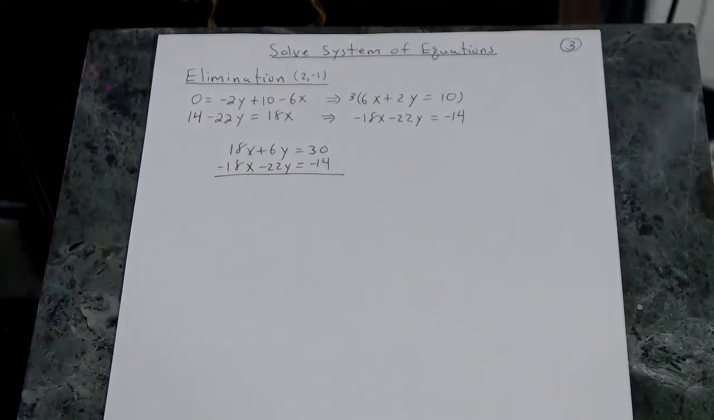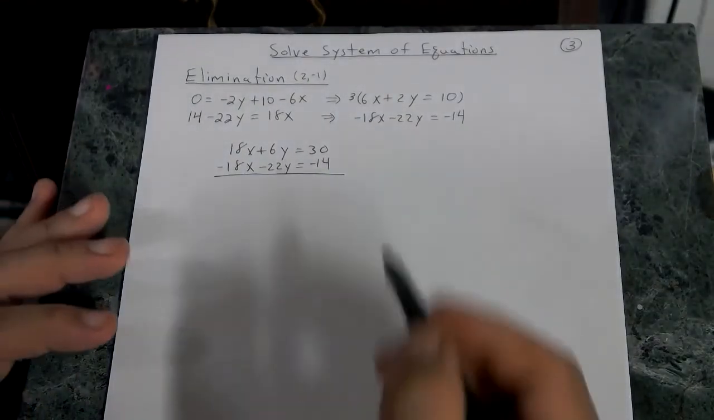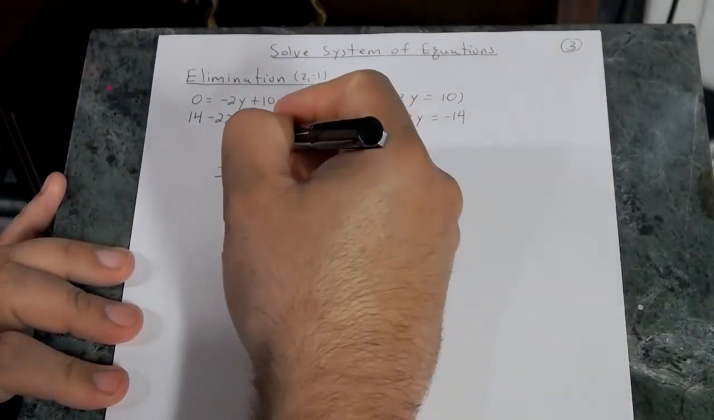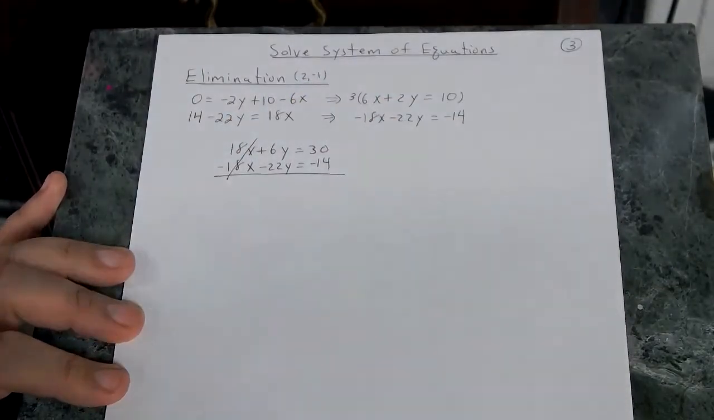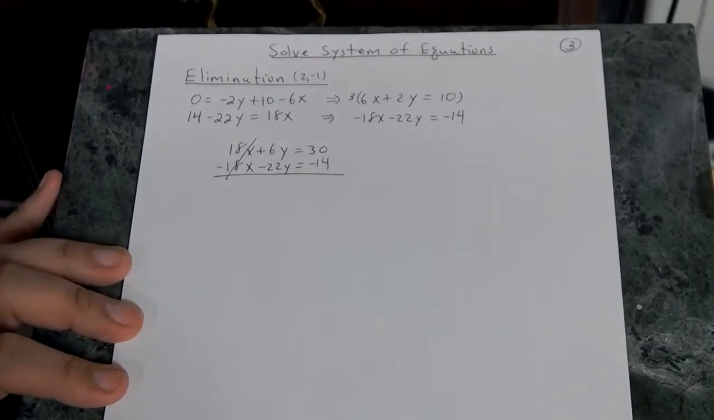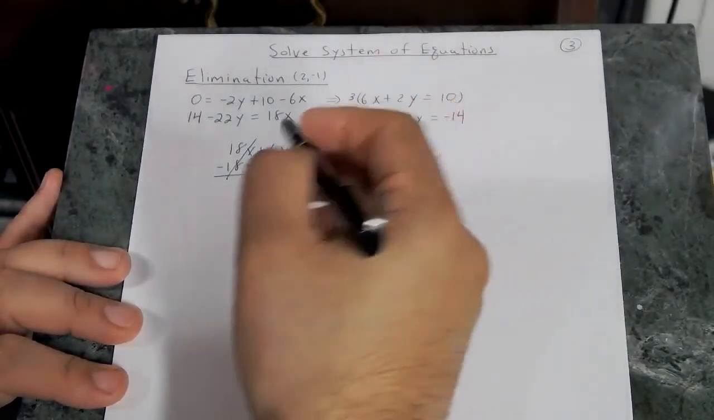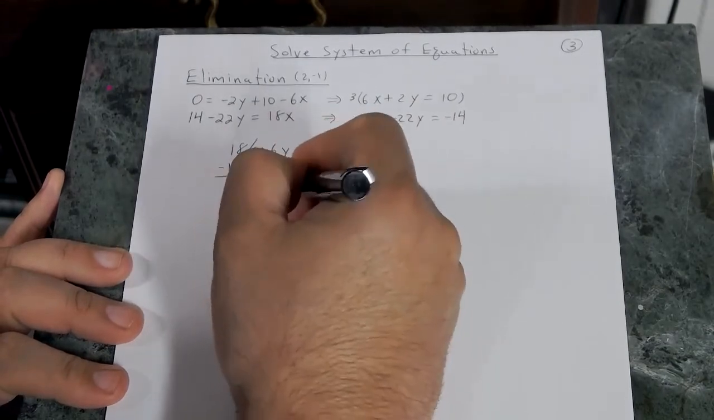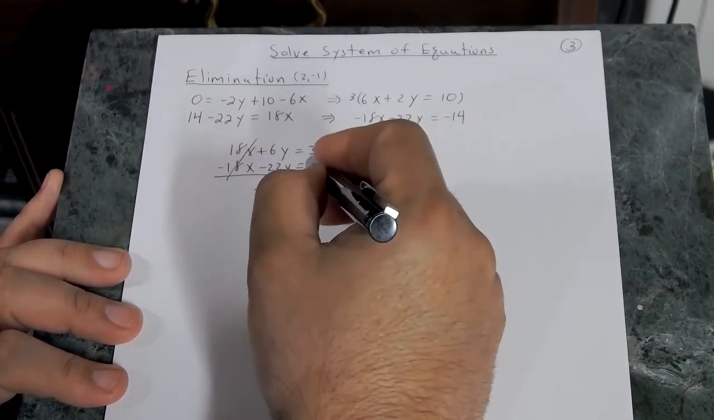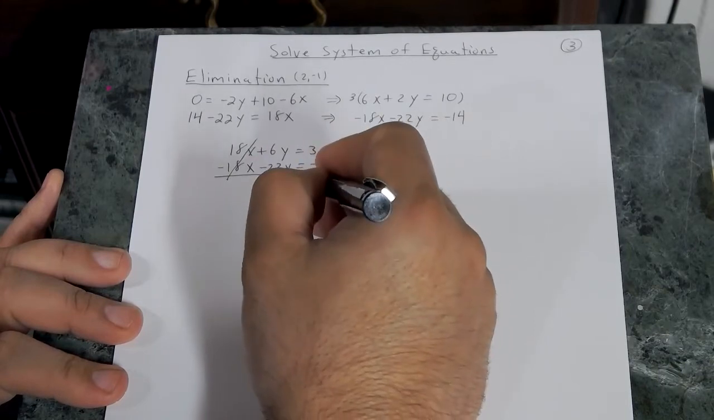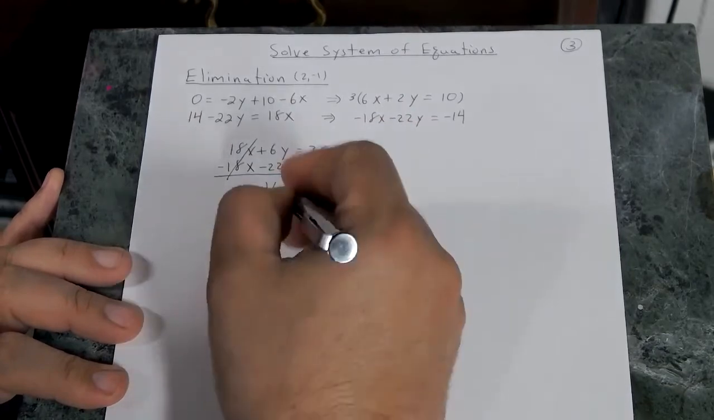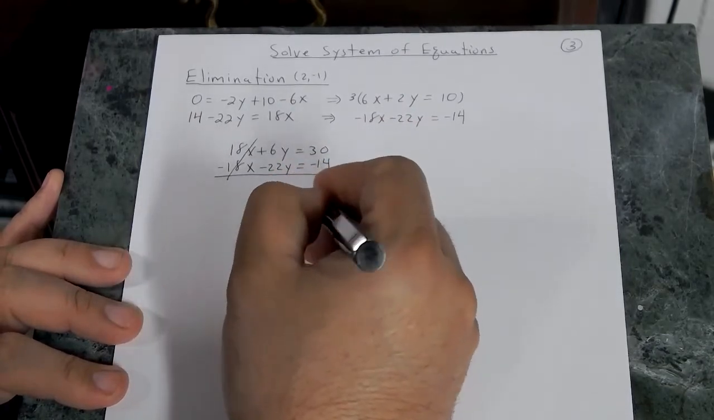Now you have to add these two equations together. What happens when I add? This positive 18 and negative 18 are now eliminated, hence the elimination method. A positive 6 and negative 22 is a negative 16y. A positive 30 and a negative 14 is a positive 16. Dividing both sides by negative 16, you end up with y being negative 1.